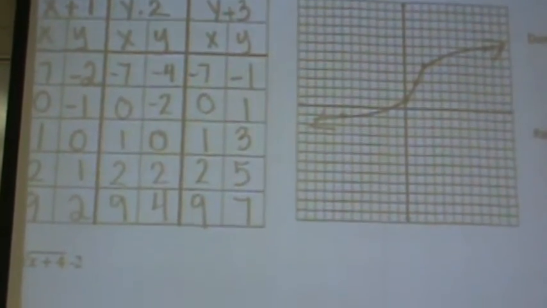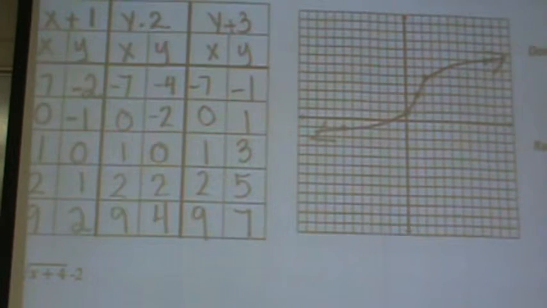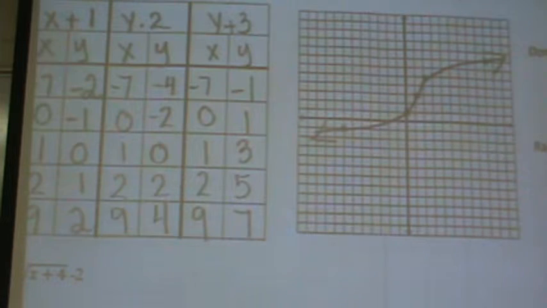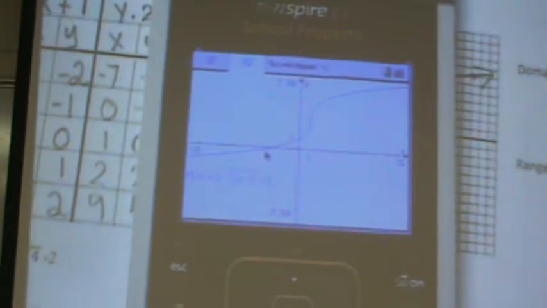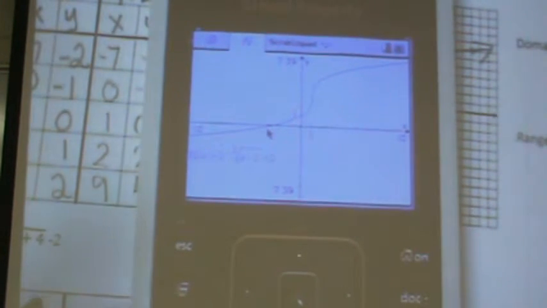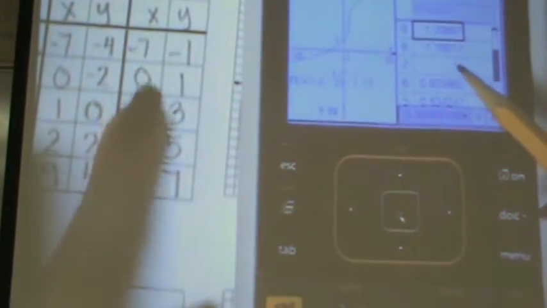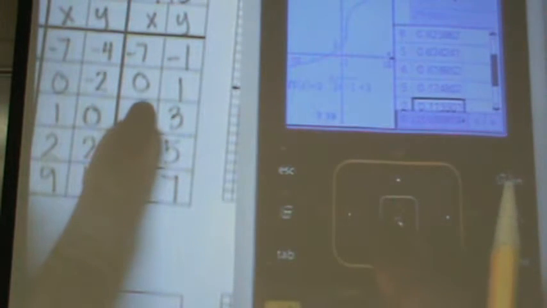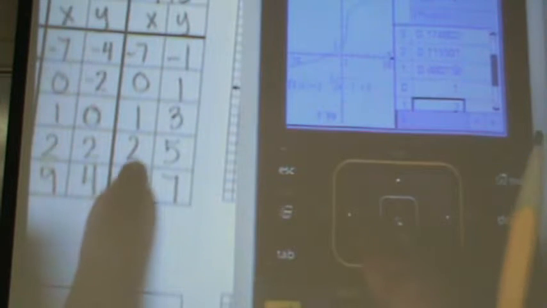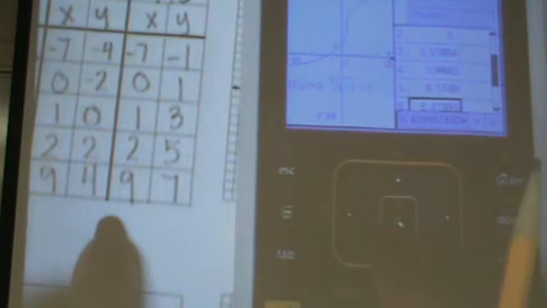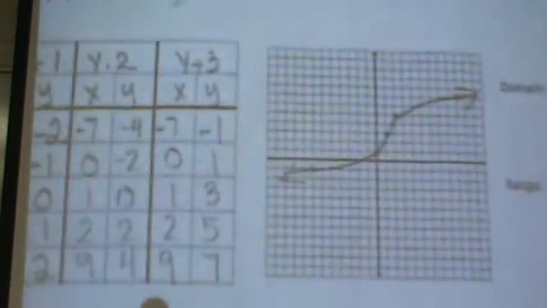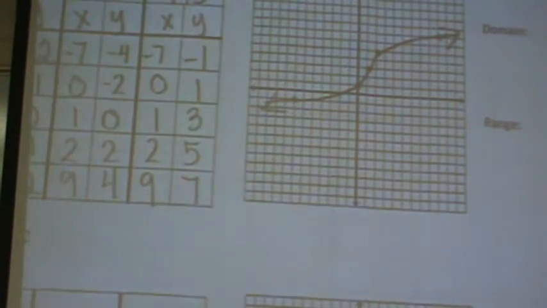Now, can we verify? Jack's typing it in the calculator for me. Does anyone not know how to type in cube root? It's easy. Anyone need me to show them that? So, here's the graph, it looks like ours. Let's see if our points are right. So, we have -7, -1. 0, 1, we're on. 1, 3, we're on. 2, 5, we're on, and bingo, perfect. Try another one.